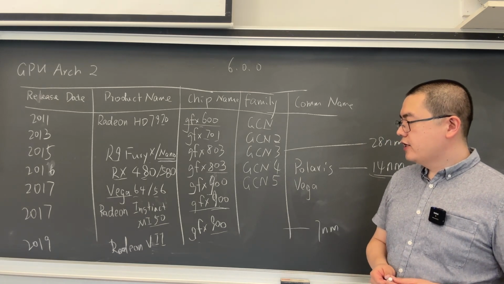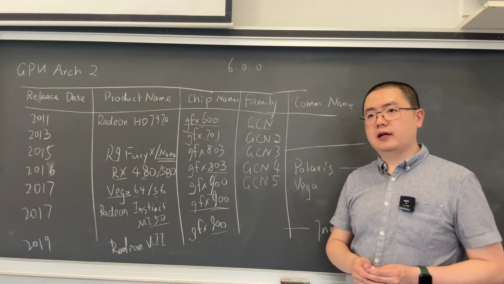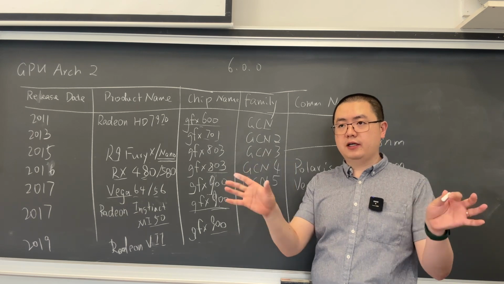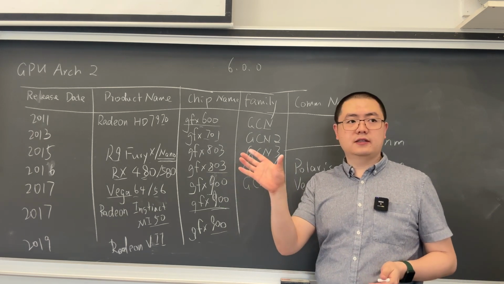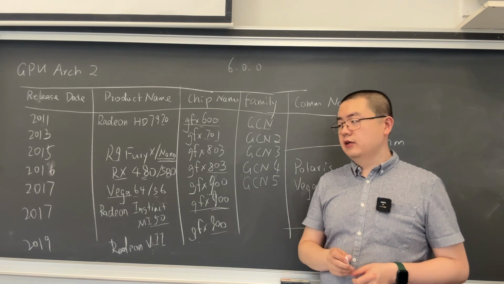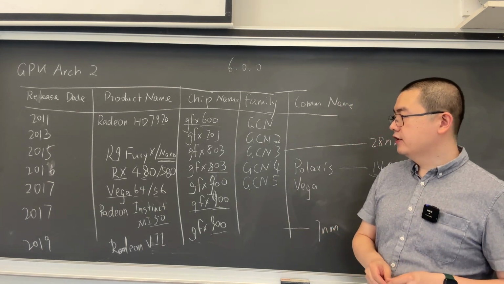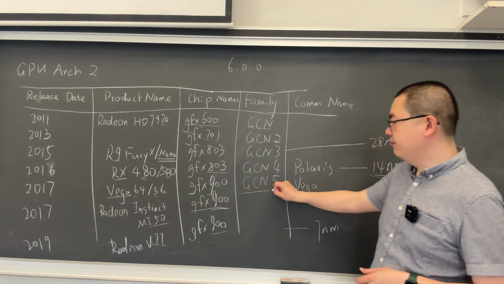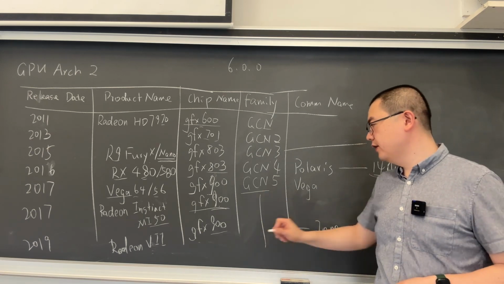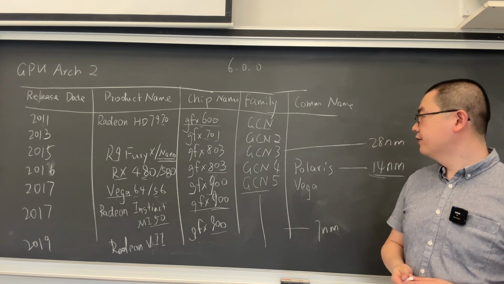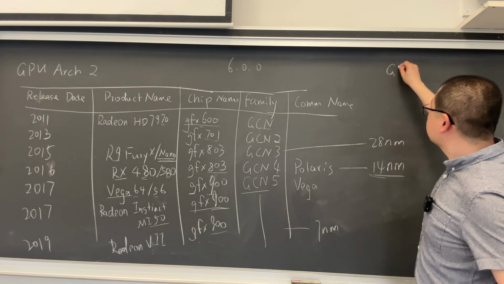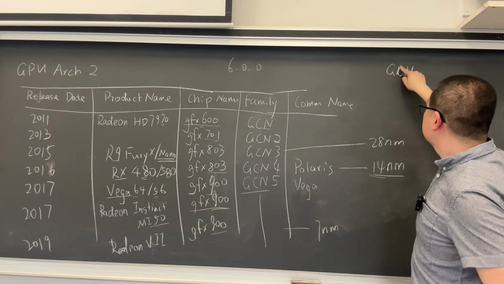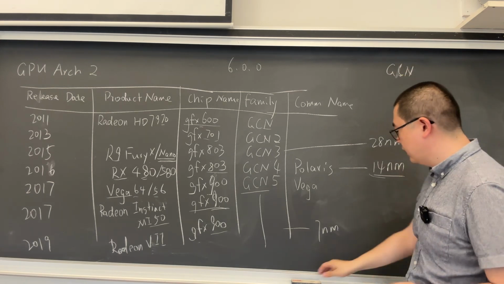Then they start to say, okay, we cannot really use one product line for two different markets, right? One market is the gaming market, and one market is the data center market. So they start to have different product lines. So at that time, GCN 5 and onward is the last generation for GCN. Then by that time, GCN starts to split into two products.